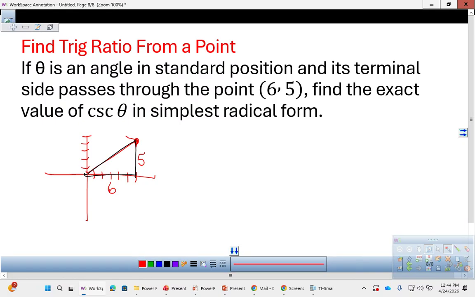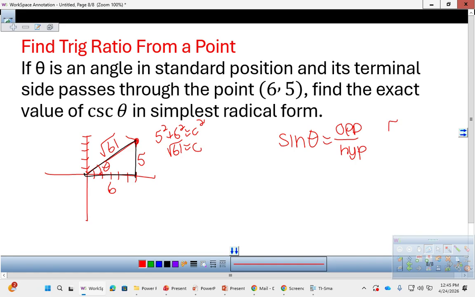And I could find the hypotenuse by doing 5 squared plus 6 squared equals c squared. And if you work your way through that, you end up with c being the square root of 61. So I'm skipping some steps here. I think you could do the Pythagorean theorem. So we want to find the exact value of cosecant. I know that cosecant pairs with sine, and I know that sine is opposite over hypotenuse. So the opposite leg of this reference angle is 5, and the hypotenuse is root 61. So if I take the reciprocal of that by flipping the fraction, I get root 61 over 5.